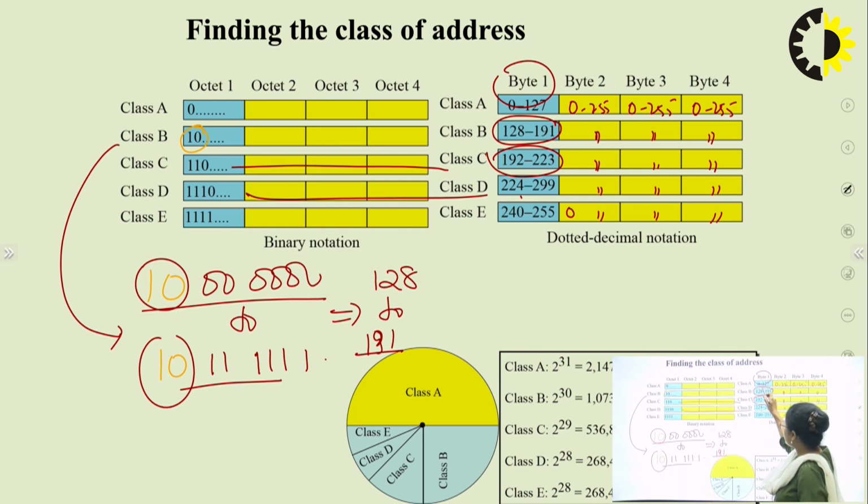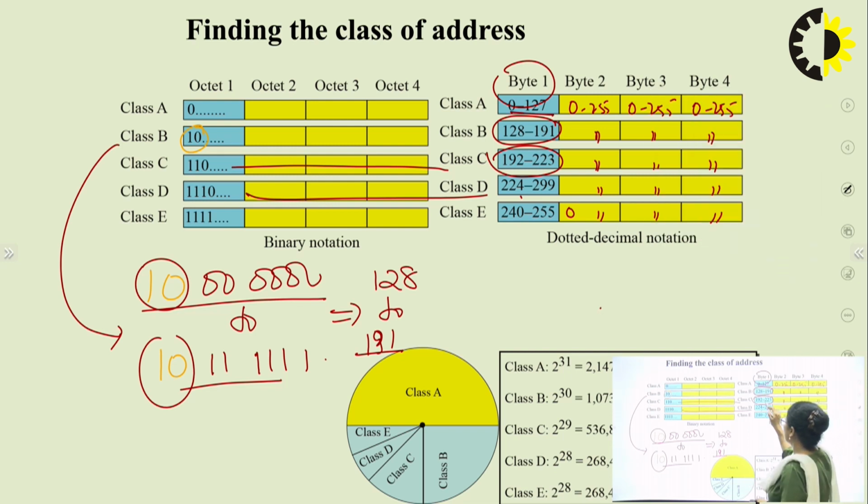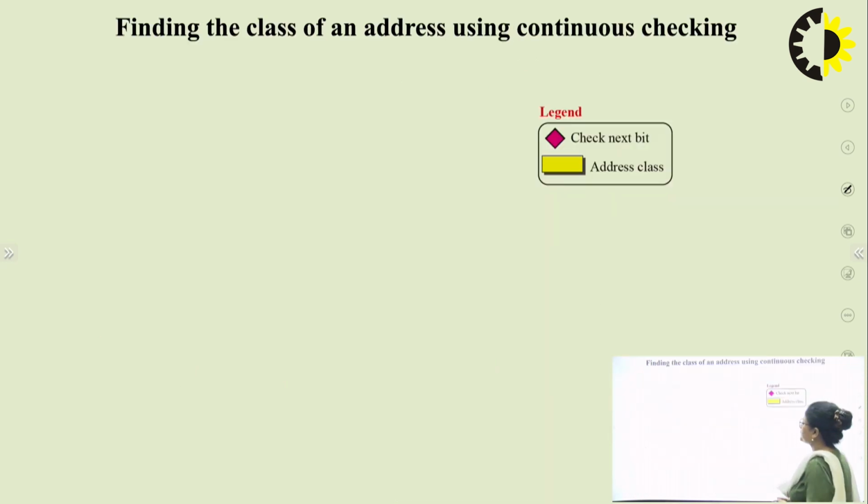So if you look at an IP address now, how do you identify which class it belongs to? What you do is you first look at the first byte and see what the range is. If the range is within 0 to 127, we'll say it is class A. If it is from 128 to 191, we'll say it is class B, and so on. So this is how, looking at an IP address, you can say which class it belongs to.